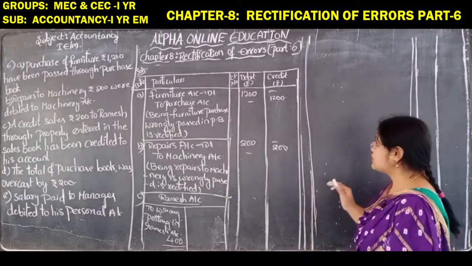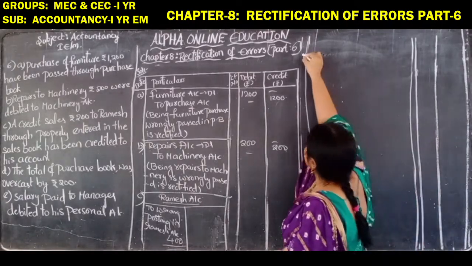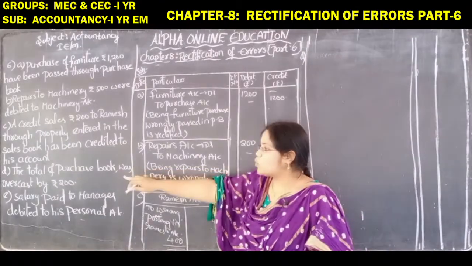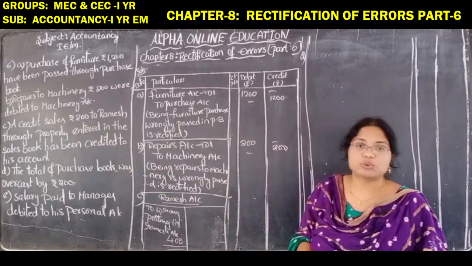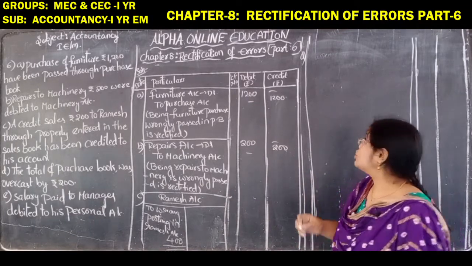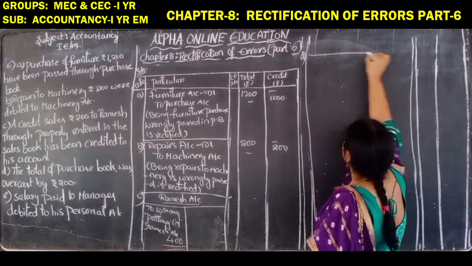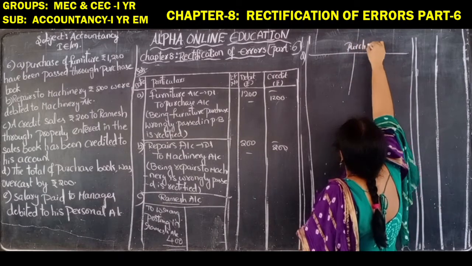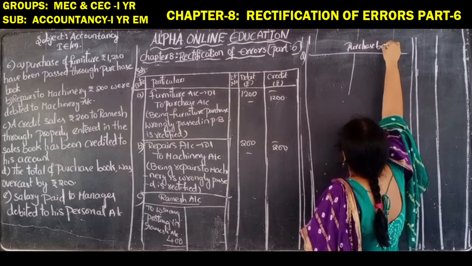Next, D. In D, if you see, the total of the purchase book was overcast by rupees 200. So the purchase book generally shows which balance? The purchase book generally shows a debit balance.